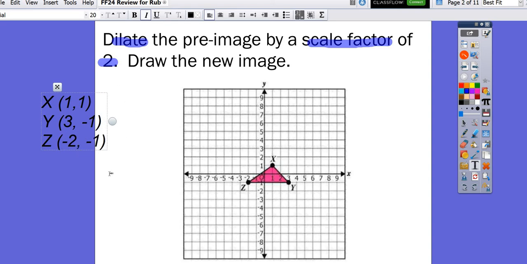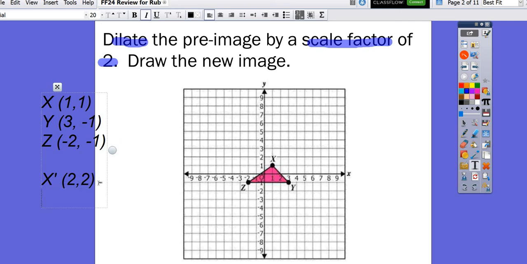All right, so when you are dilating, all that means is you're going to multiply each X and each Y by 2. That's all it means. Okay, so since we're only multiplying by 2, I'm going to go ahead and do this one in my head, but you would need to use Desmos just to make sure. So X prime, I'm going to take 1, which is the X, times 2, and that gives me 2. And 1 times 2 gives me 2 again. So X prime is 2, 2.